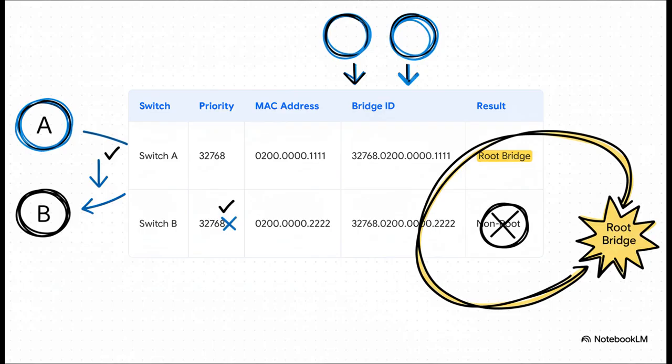So here we have switch A and switch B. Both have the default priority of 32,768. So that's a tie. The election then moves on to the tiebreaker, the MAC address. And since switch A's MAC address is numerically lower than switch B's, it wins the election. Simple as that. Switch A becomes our root bridge. It's totally deterministic every single time.